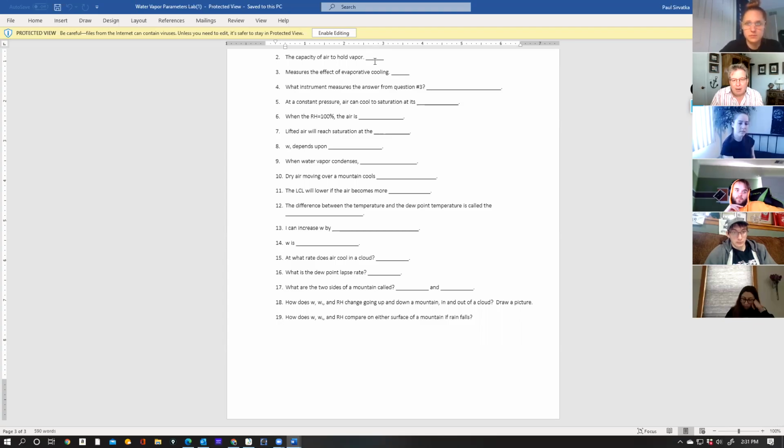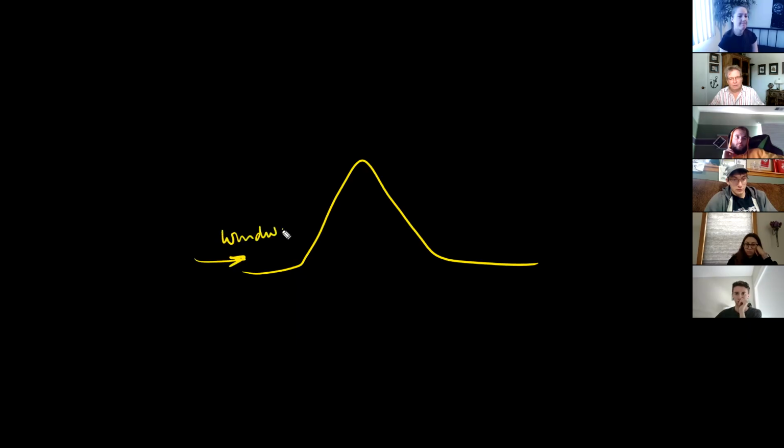What are the two sides of a mountain called? I drew the little picture of the mountain, right? It's windward and leeward, right? I don't even know where my cloud is. Well, I can do it this way. Here's air going up and over a mountain. If the air is going this way, this is called the windward side. And this is called the leeward side. Windward, leeward.